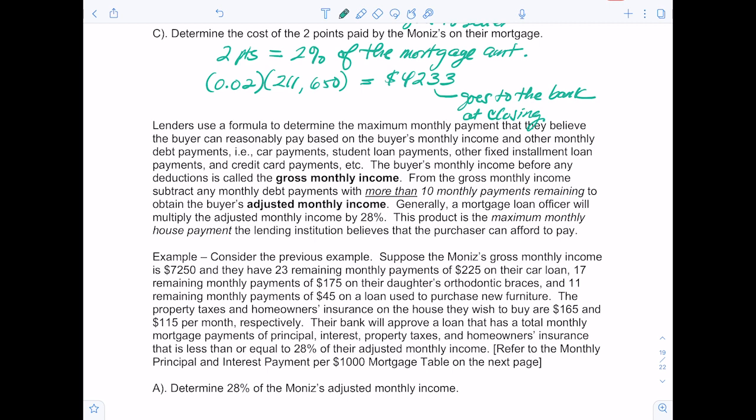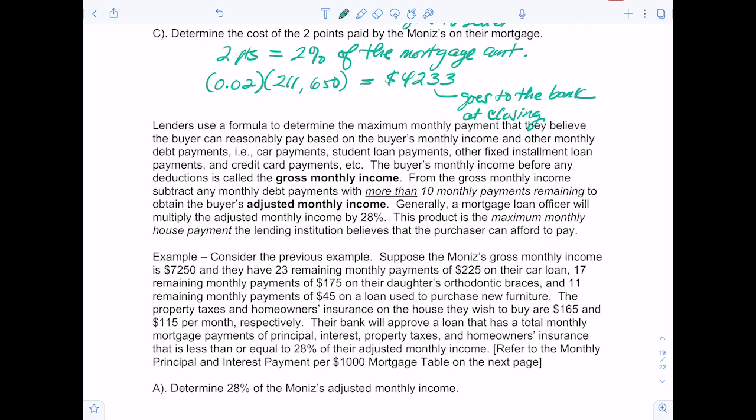And they have 23 remaining monthly payments of $225 on their car loan, 17 remaining monthly payments of $175 on their daughter's orthodontic braces, and 11 remaining monthly payments of $45 on a loan used to purchase new furniture. The property taxes and homeowners insurance on the house they wish to buy are $165 and $115 per month, respectively.